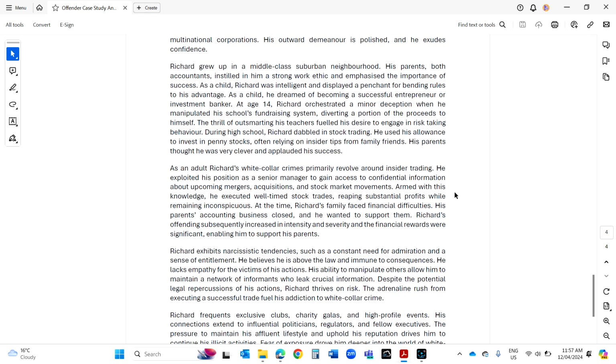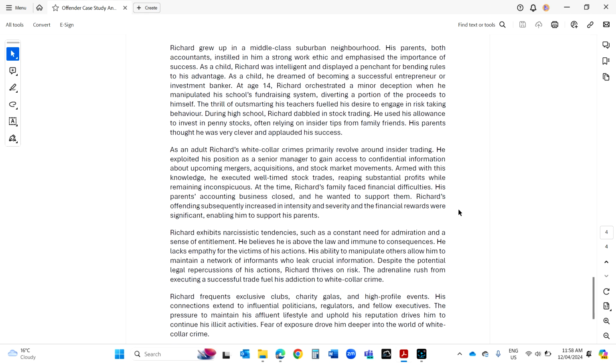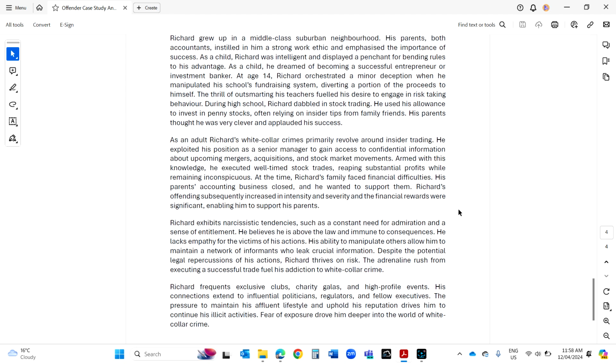As an adult, we see this carry through to Richard's white-collar crimes, which primarily revolved around insider trading. He exploited his position as a senior manager. So again, there's that exploitation of the privilege, the access, and the power, just like he did when he was younger, to gain access to confidential information about upcoming mergers, acquisitions, and stock market movements. So using that privileged knowledge that he has access to, he executed some very well-timed stock trades, and there was a substantial profit from that, while remaining inconspicuous. So largely undetected, he's flying under the radar.